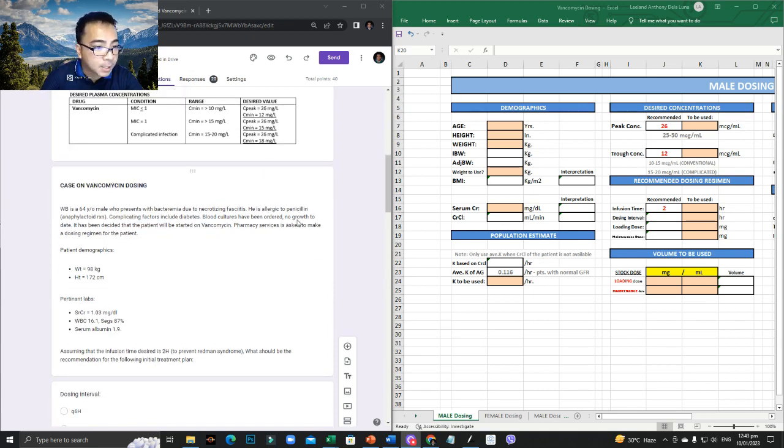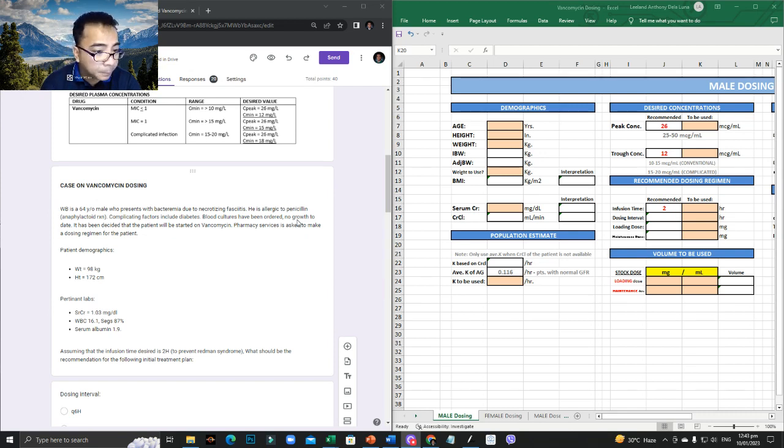So WB is a 64-year-old male who presents with bacteremia due to necrotizing fasciitis. He's allergic to penicillin. Complicating factors include diabetes. Blood cultures have been ordered, no growth to date. It has been decided that the patient will be started on vancomycin. Pharmacy services is asked to make a dosing regimen for the patient.